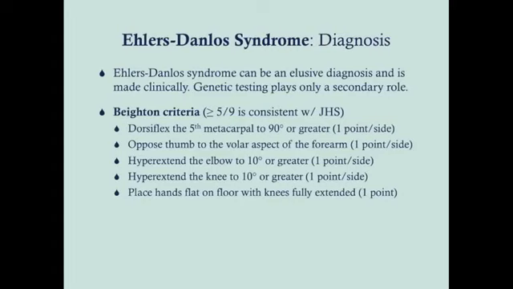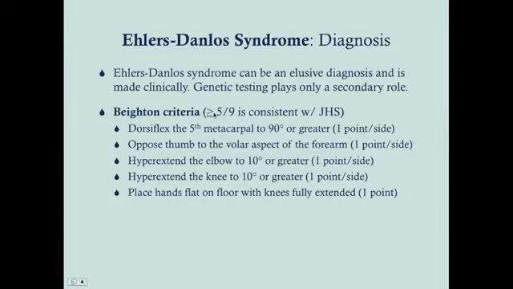For diagnosis, this is typically a very elusive diagnosis, and it's made clinically when you have suspicion. Genetic testing can be done because we do know some of the genes that play a role, but primarily genetic testing is a secondary role. The Beighton criteria is a criteria used for joint hypermobility syndrome, which a lot of physicians consider synonymous with the hypermobility EDS.